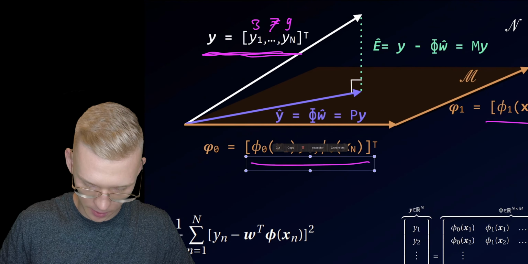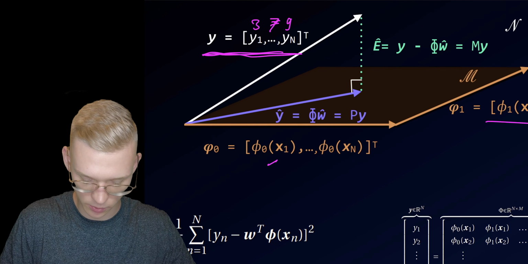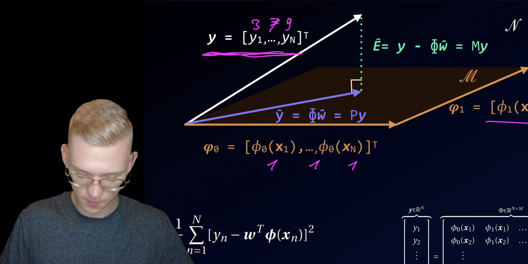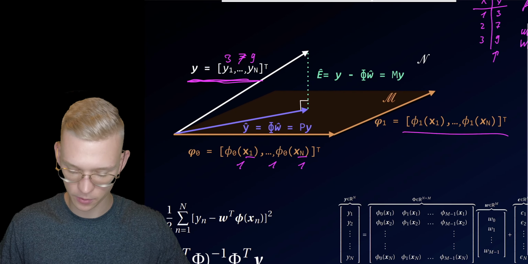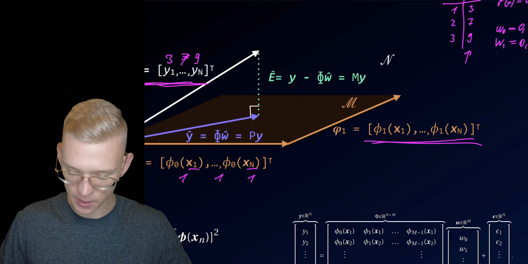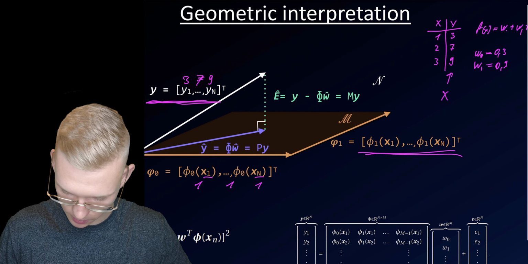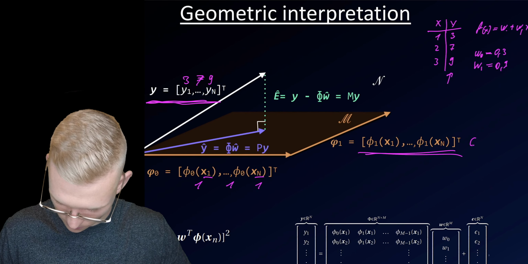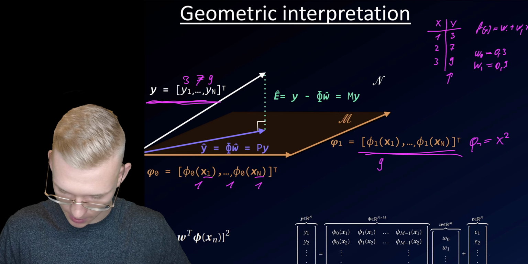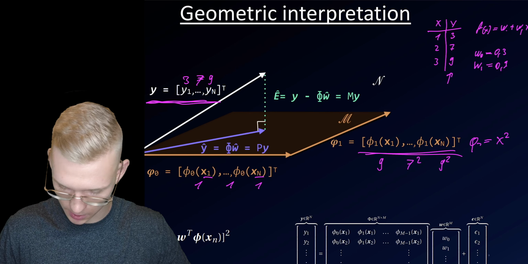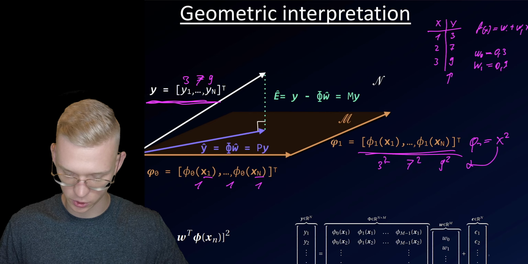Here we have our phi 0. This is always our dummy basis function, so this is a 1, 1, and 1 because this goes for each observation. We have 3 of those. And this is our phi 1, which was x squared. So this would be 3 squared, 7 squared, and 9 squared.